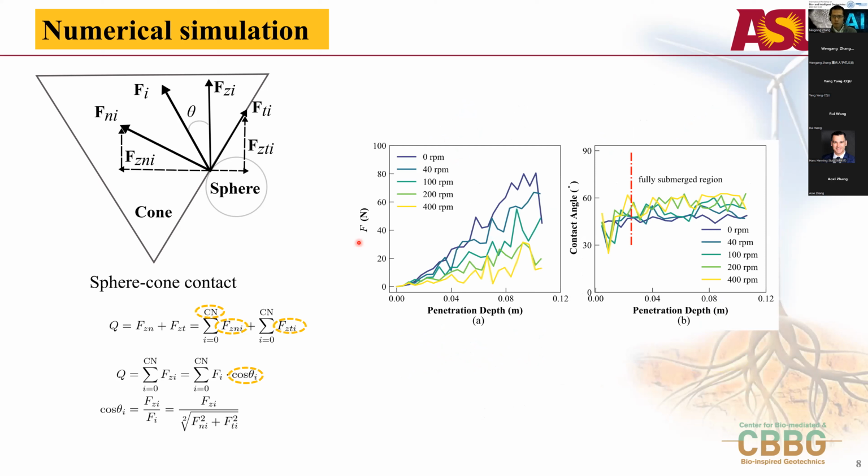Here is the resultant contact force and the contact angle. We can see the resultant contact force increases with the penetration depth, but decreases with the rotational velocity. Here, the contact angle increases with the increase of the rotational velocity. The maximal contact angle is around 60 degrees, which is the same as the apex angle of the cone.